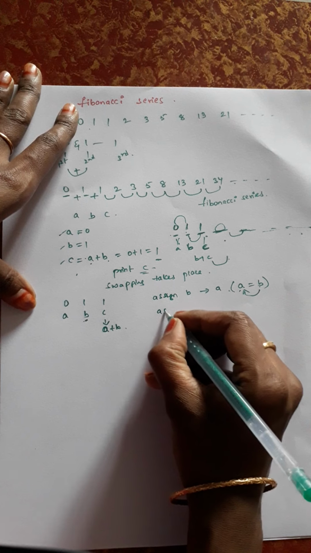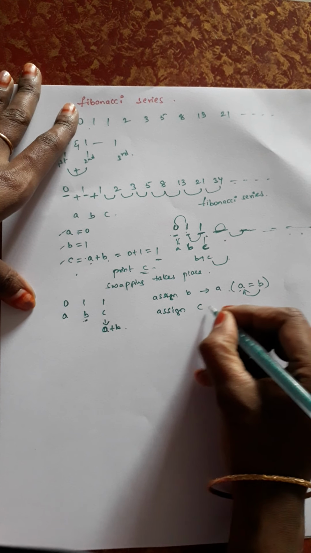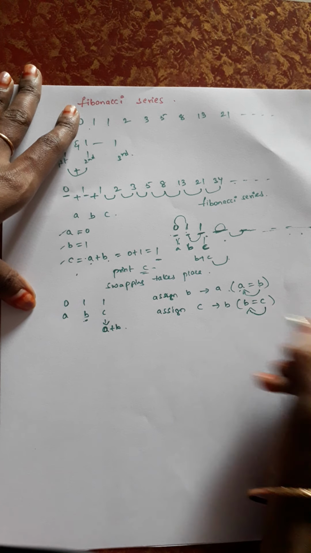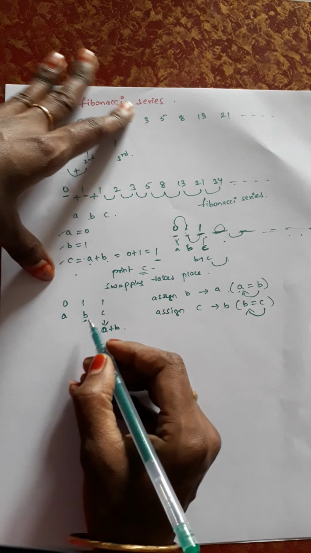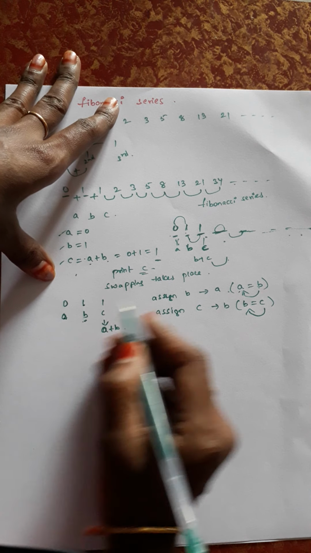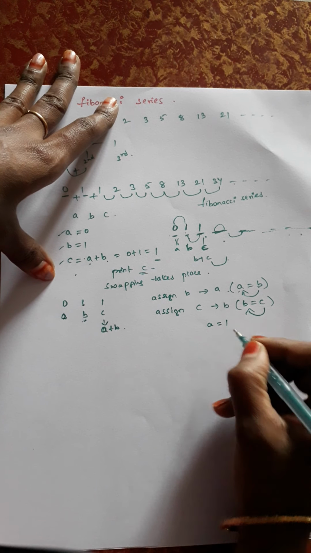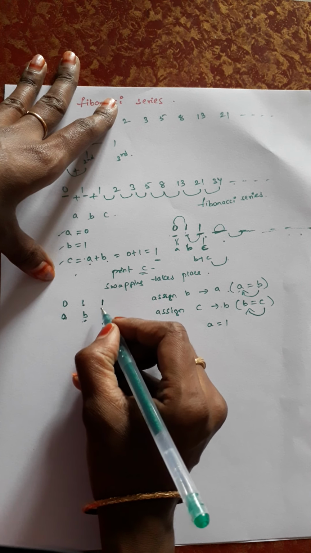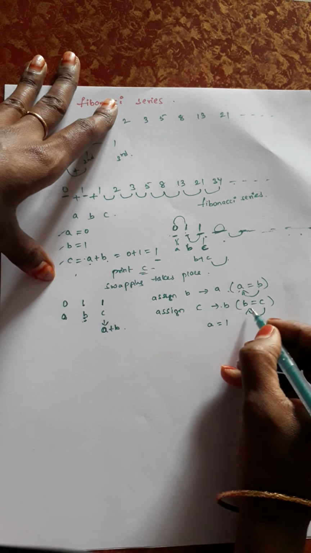Okay, now assign C to B. We will write like this. Assign C to B. So what is the B value? 1. Assign it to the A. Now what is A? A equals 1. Now assign C value to the B. What is the C value? 1. Assign it to the B. So what is the B now? 1.